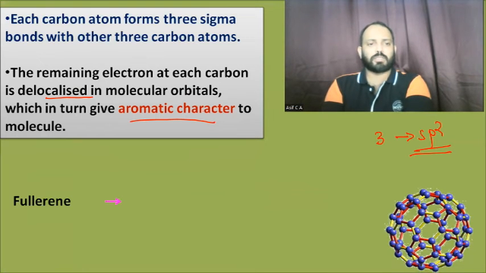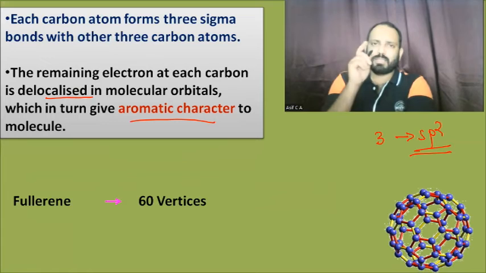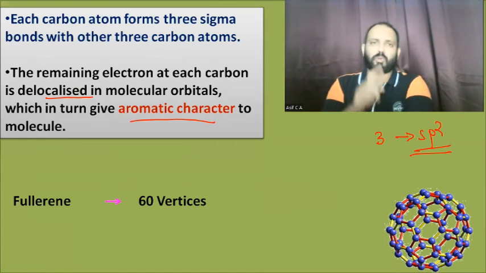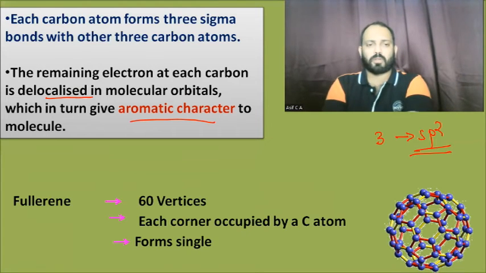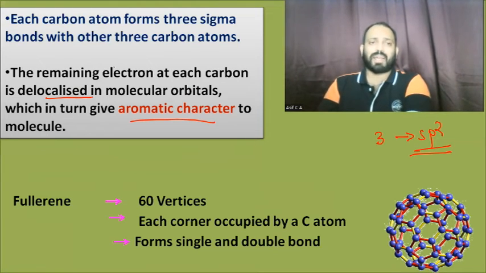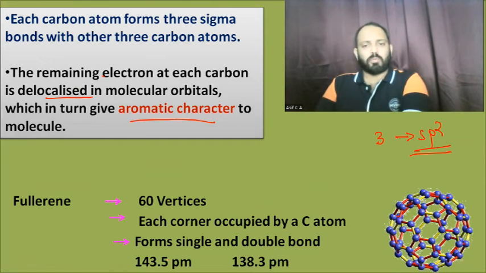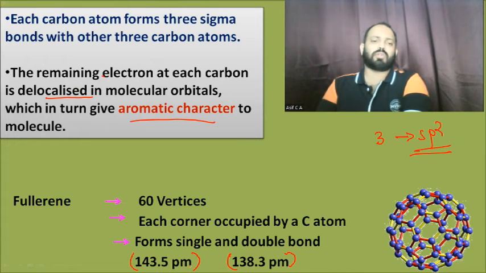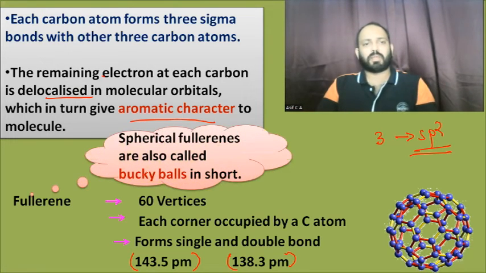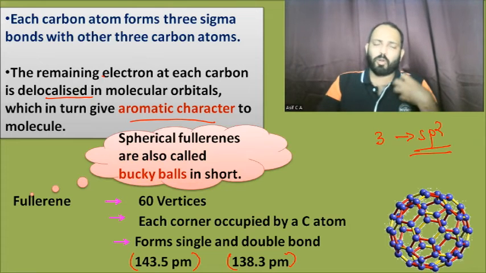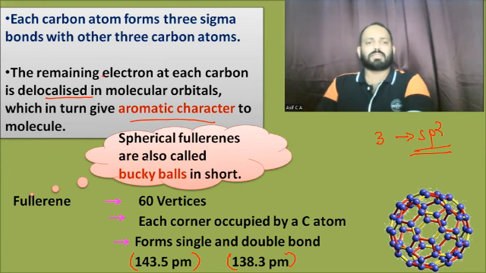Okay, just remember. How many vertices does fullerene have? C60 has 60 vertices. At each vertex there is a carbon atom. It is forming single bonds as well as double bonds. The bond length of the double bond is 138.3 picometer, and the bond length of the single bond is 143.5 picometer. And what do we call spherical fullerene? We call it buckyball. So the structure of fullerene is called a buckyball.